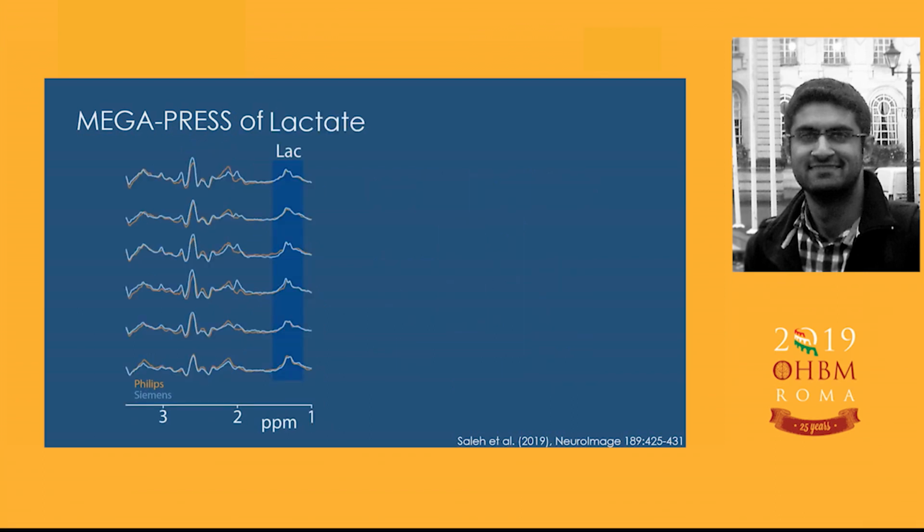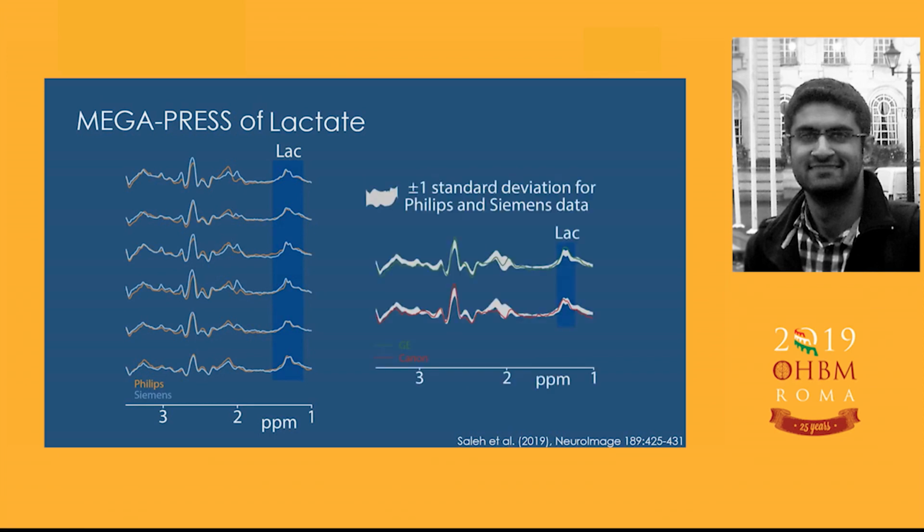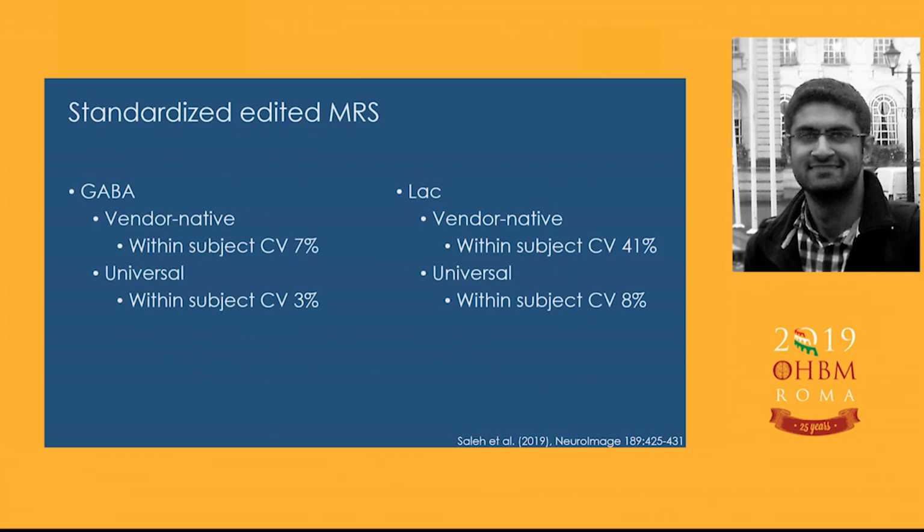And then we did lactate editing at longer echo time. And again, we get excellent data and excellent agreement across vendors. And again, GE and Canon give us excellent results as well, comparable across all vendors. We quantified the data and also looked into how much it varies. So starting from vendor native, that is a vendor provided protocol, the variation was about 7%, which reduced to 3% using the universal sequence. And for lactate editing, there was a remarkable improvement, from 41% to 8%.